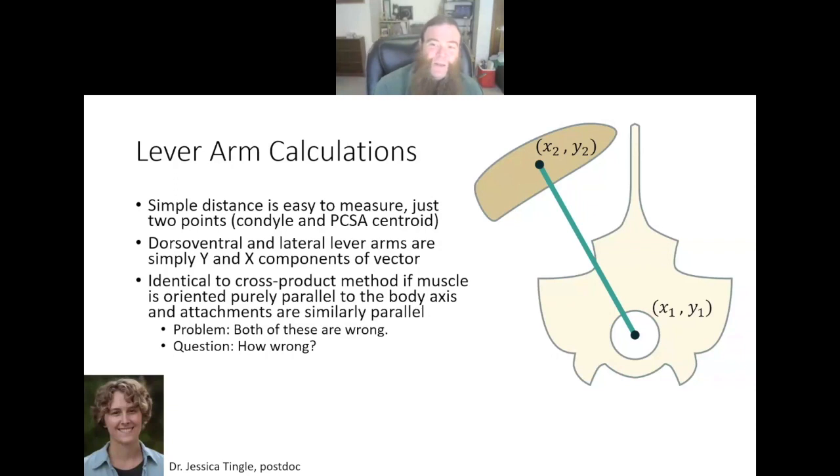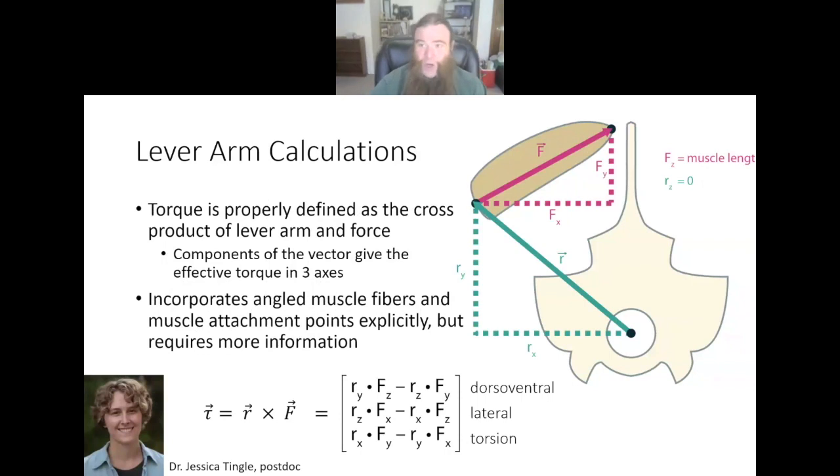The problem is this makes 2 assumptions. It assumes that the muscle is oriented purely parallel to the body axis and that the muscle attachments are similarly parallel, that basically everything is going along a line with that black dot in the middle of the muscle. And the problem is both of these are wrong. So it's simple, but it's wrong. But the question is, how wrong? Is it a justifiable simplification, or do we really need to do something more complicated? So we did something more complicated.